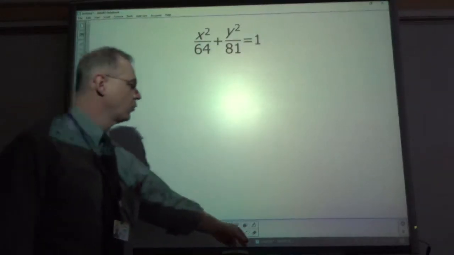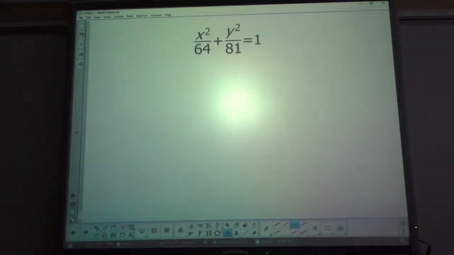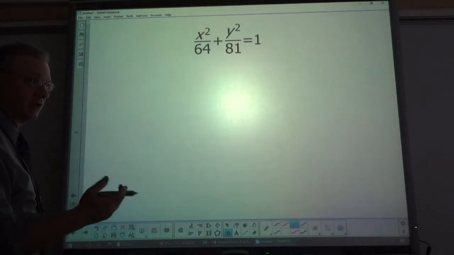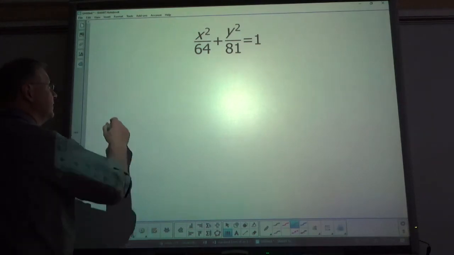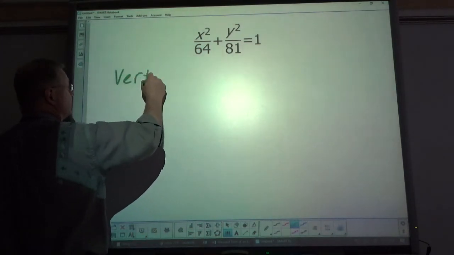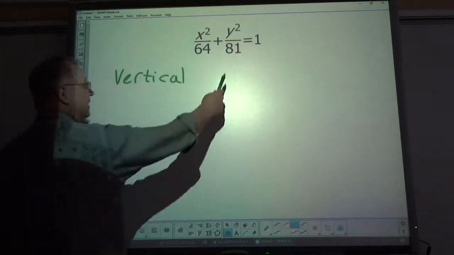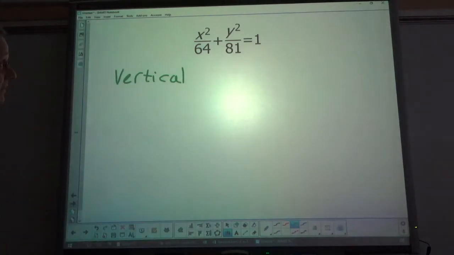So if we're looking at an equation, we can tell that this is the kind of equation that has a vertical major axis, not a horizontal, because the bigger denominator is under the y squared. Now, does it really matter whether it's x squared then y squared? No. You could have y squared then x squared, as long as you know which one's which.